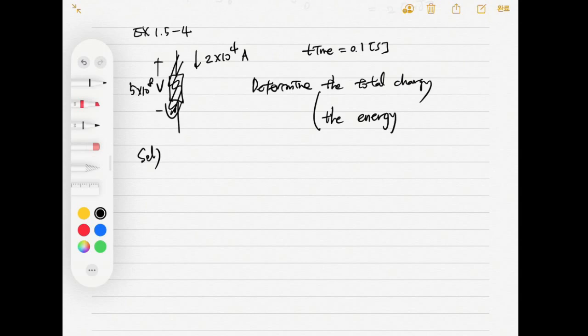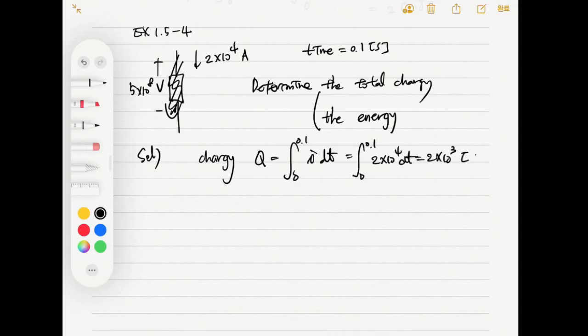The problem is simple because what is Q? What is the total charge? Charge Q is the integral of current over the interval 0 to 0.01. Why? Because the definition of current is the rate of charge. So in this case, 0.1 times 2 times 10 to the power 4 T. The unit of that is coulomb, because the unit of charge is coulomb.